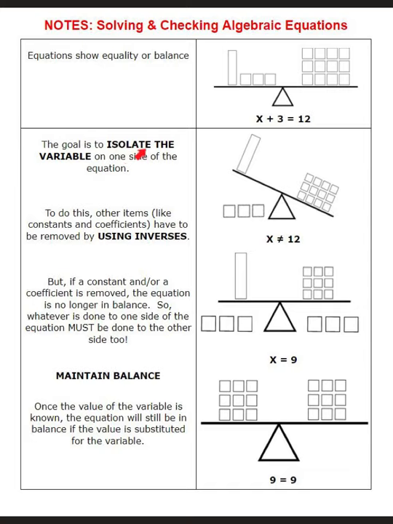Okay, the goal is to isolate the variable, which means get the variable on one side. To do this, other items like the constants and coefficients have to be removed by using the inverse. Okay, if you don't remember what the constant and the coefficient are, if you have an equation like 2x plus 3, the constant would be the 3, the coefficient is the 2. Okay, so that's the constant, that's the coefficient.